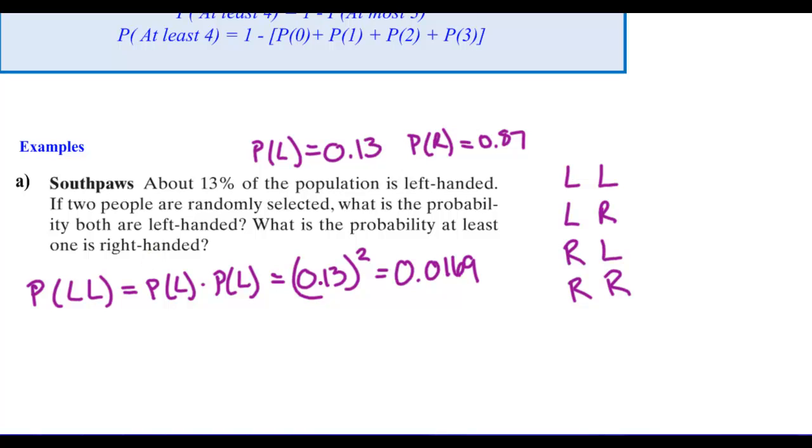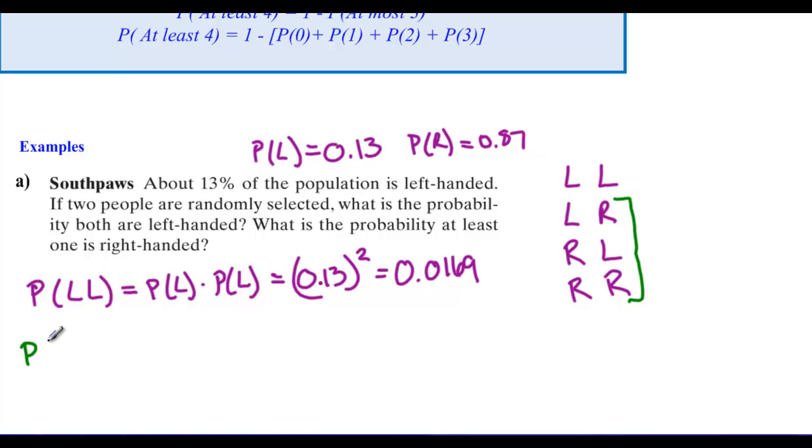So at least one is right-handed. So that's going to mean one or more. So if you've gone through and sketched out your options, well, here we have a right-handed, here we have a right-handed, and here we have two right-handed people. So we could go through, figure out the probability for each of these and add them up, or we can do 1 minus the double left-handed.